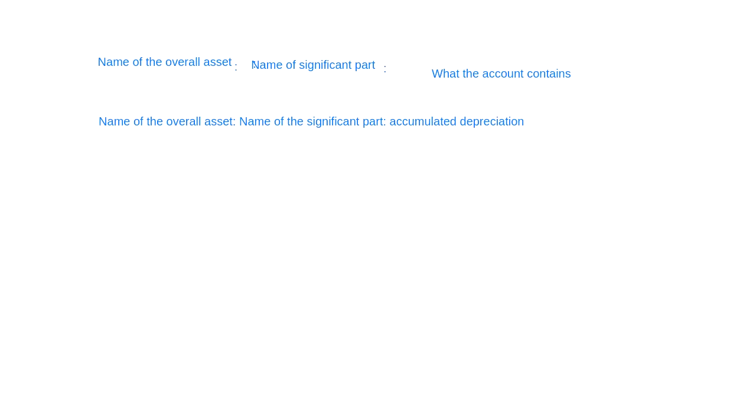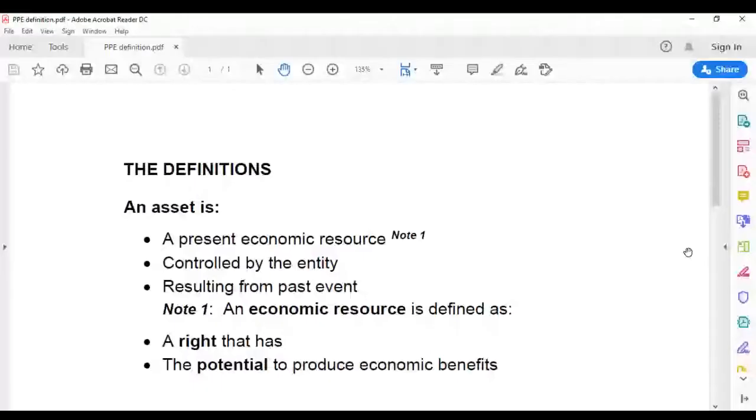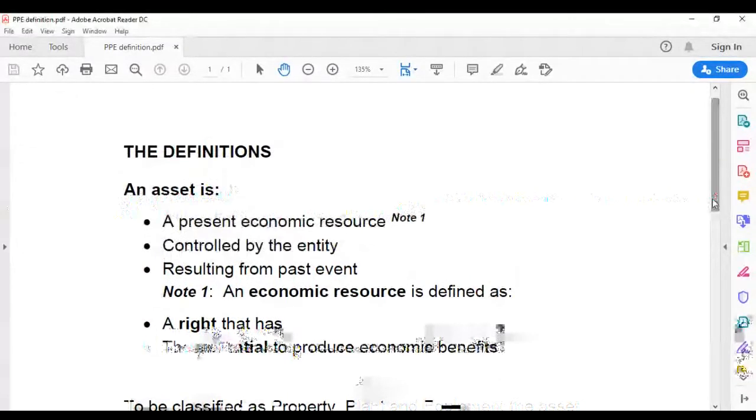But I was going to say that we are now going to look at the definition first of an asset, which you already know. When we did the conceptual framework, you know exactly what is meant by that. So let's just revise that quickly. First of all, before something can be property, plant, and equipment, it must first be an asset as defined in the conceptual framework. So you know what that definition is. It must be a present economic resource controlled by the entity resulting from past events. And we spoke about that 2 weeks ago, as well as at the beginning of the year, what each of it means. The framework itself tells us that an economic resource is defined as a right that has the potential to produce economic benefits.